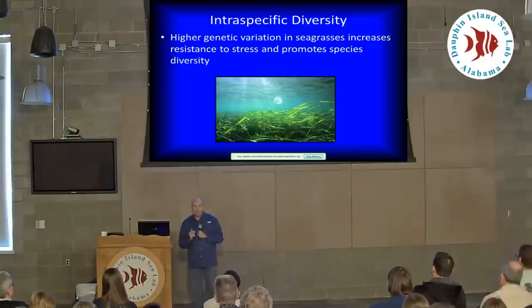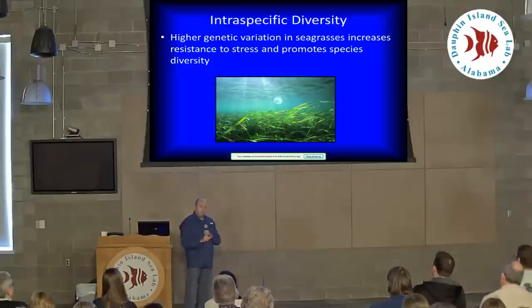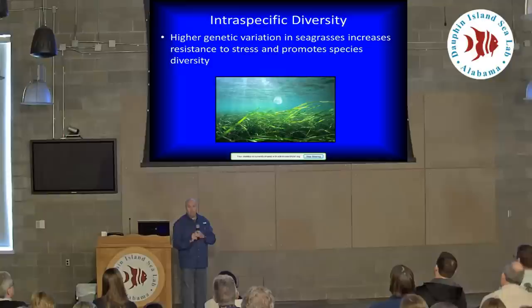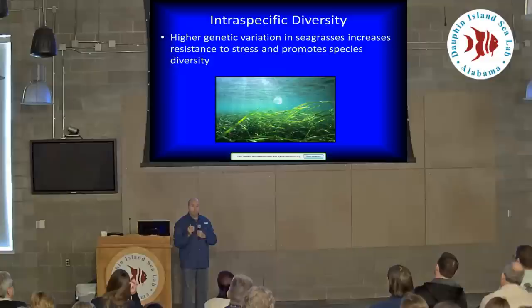Okay, so the secondary faunal associated species are more abundant. They tend to be more resistant to disturbances like heat stress and grazing, and they tend to recover faster after those disturbances. Okay, so you get a lot of these big effects in the community due to genetic diversity that you would normally associate with species diversity in other systems.